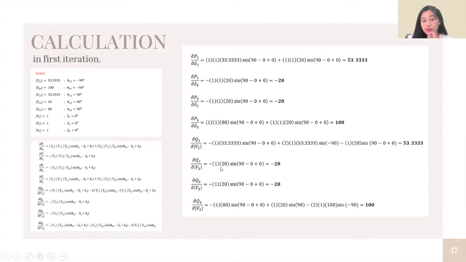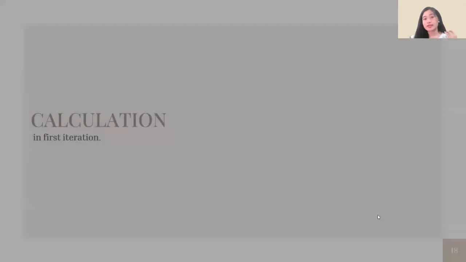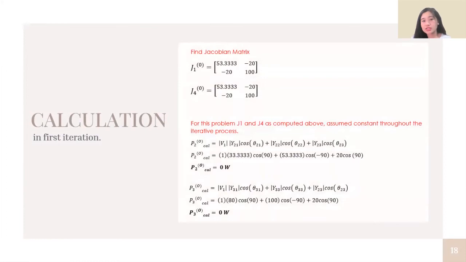53.3333. Then negative 1 times 20 sine 90 is equal to negative 20. Same goes for this, negative 20. Same lang naman kasi sila. Then negative 1 times 80 sine 90 plus 1 times 20 sine 90 minus 2 times 1 times 100 sine negative 90 equals to 100. Then after getting all of those values is that we have to fit it in our Jacobian matrix.